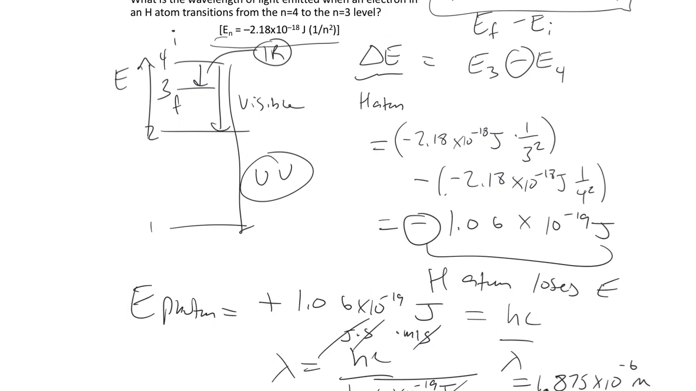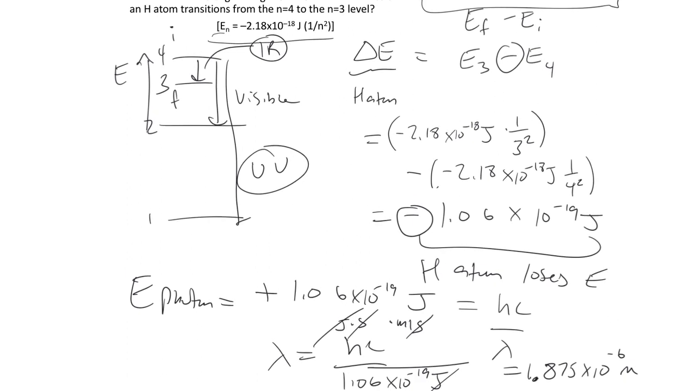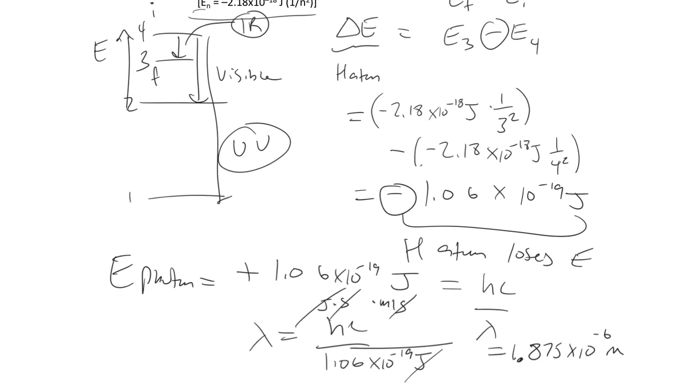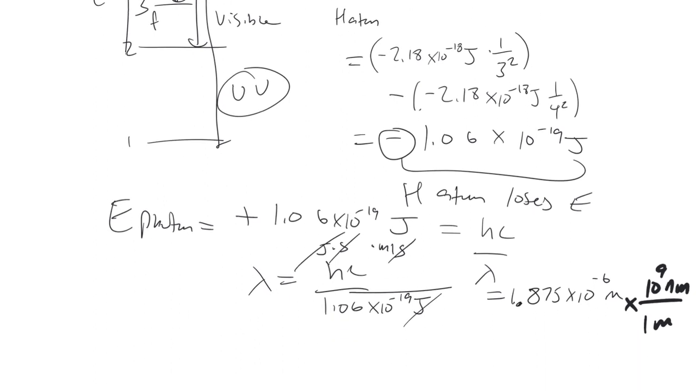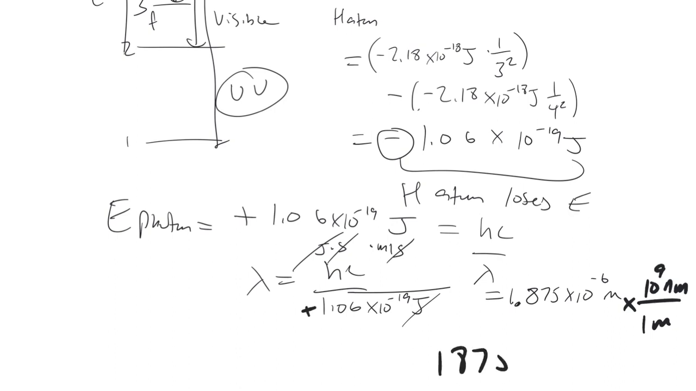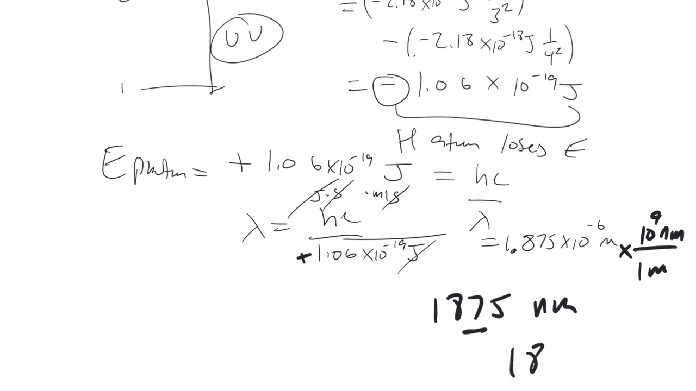Wavelength is almost always going to be asked for in nanometers. I don't know if it's specified in this problem, but almost always on a test, you're going to want to put this value into nanometers. So 1 meter contains 10 to the 9 nanometers, so multiply that by 10 to the 9. That gives me 1875. So I guess that would round to 1870 nanometers. It was like 1874 point something, whatever.